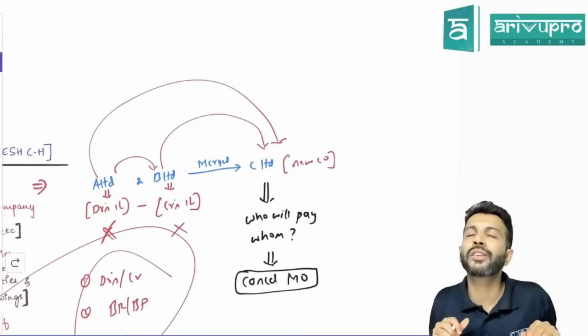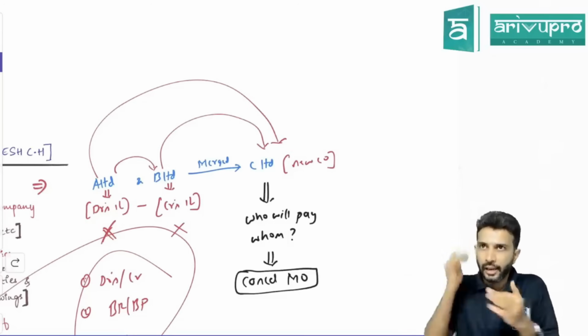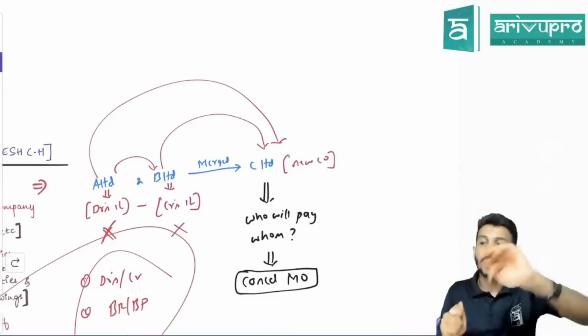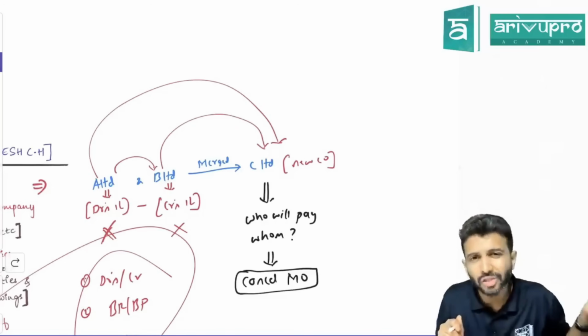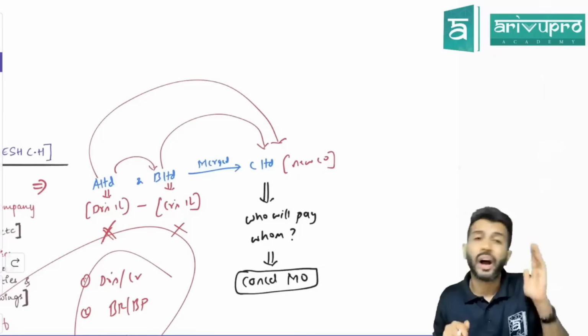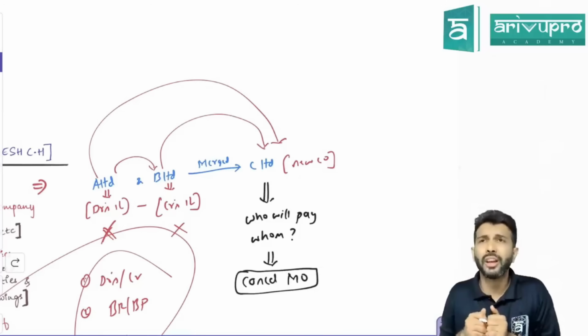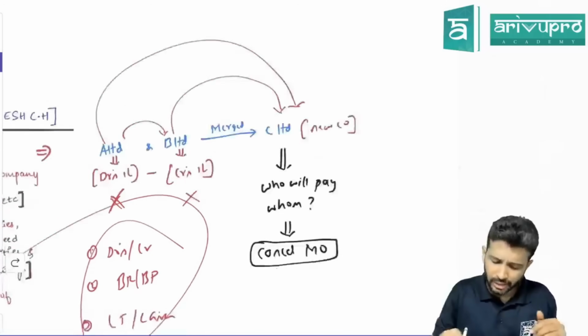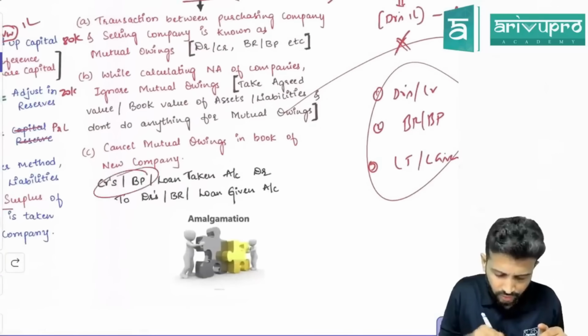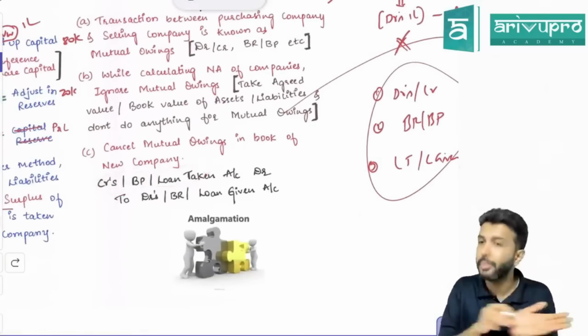How do you cancel? What is a cancellation journal entry? Liabilities and assets, both you need to cancel. Liability has a credit balance, to cancel we will debit. Asset has a debit balance, to cancel we will credit. So the entry is basically: all liabilities you debit. Liabilities could be what, sir? Creditor, bills payable, loan taken account will be debited.